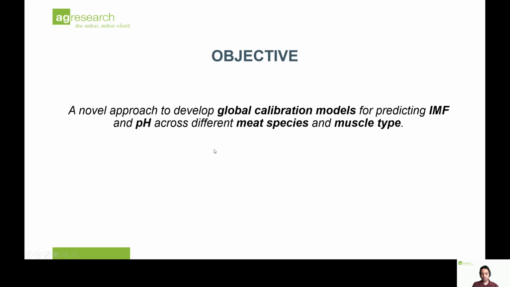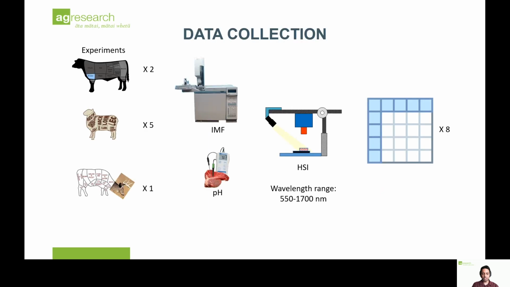We have used three different red meat species, that is beef, lamb, and venison, and 20 different muscle types. Initially, for data collection, we collected data from 8 different experiments or trials, 2 for beef, 5 for lamb, and 1 for venison. And across them, there were 20 different muscle types. We collected the reference data for fat and pH and hyperspectral imaging data using a line scan system, which worked in the wavelength range of 550 to 1700 nanometers. So in total, we had 8 different data sets.